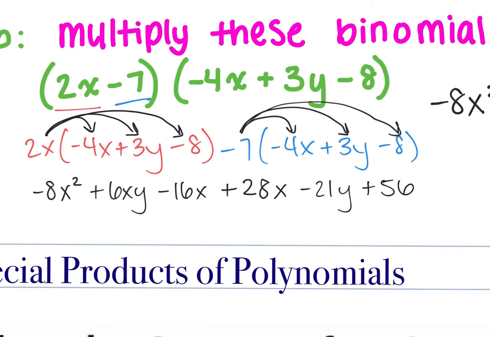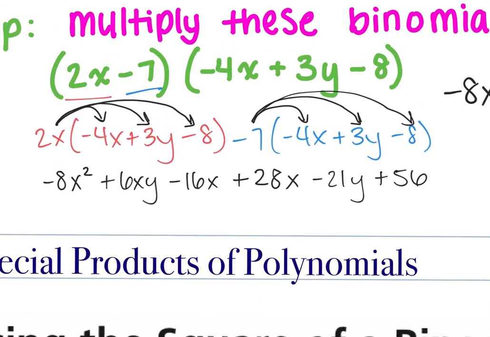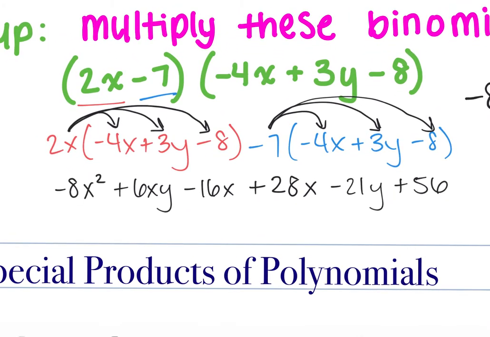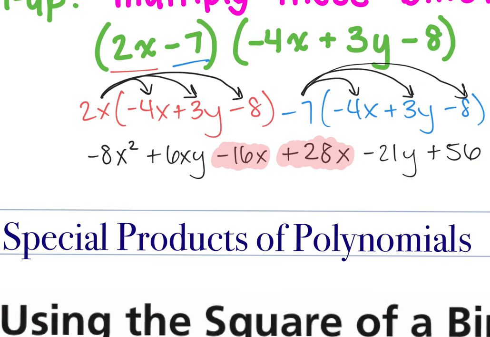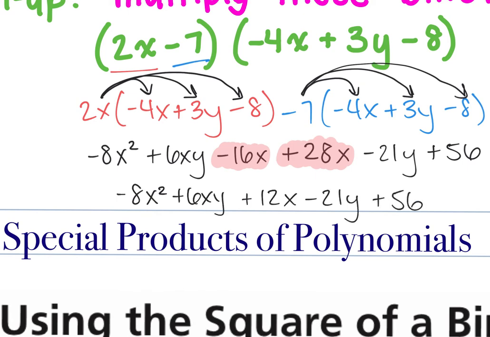Positive 56. All right. Now, there's only two things that we can combine. What are they? The 2x's, the negative 16 and the positive 28. Excellent. The negative 16x and the positive 28x. When we add negative 16x and 28x, what do we get? 12x. So it's negative 8x squared plus 6xy plus 12x minus 21y plus 56.